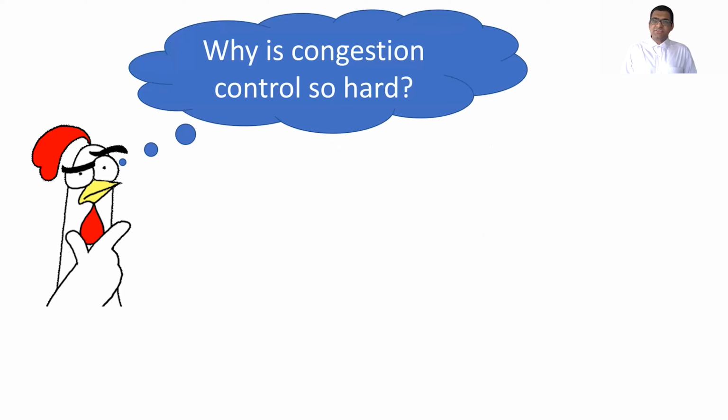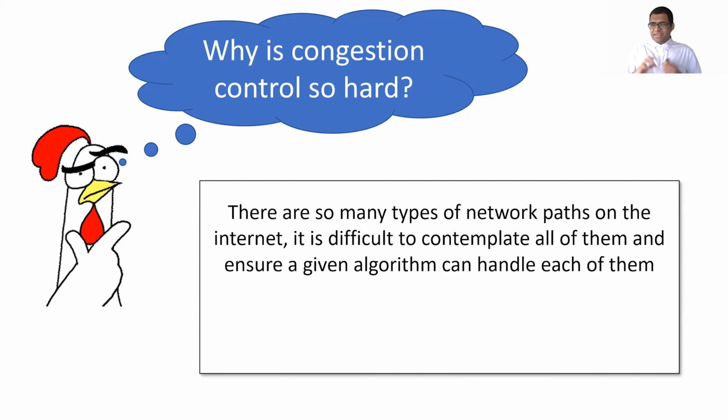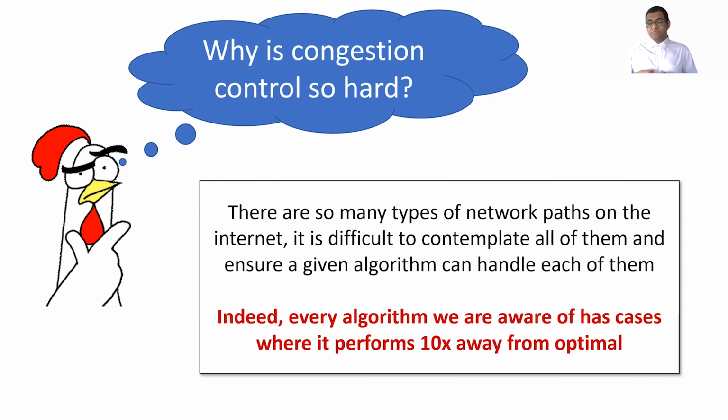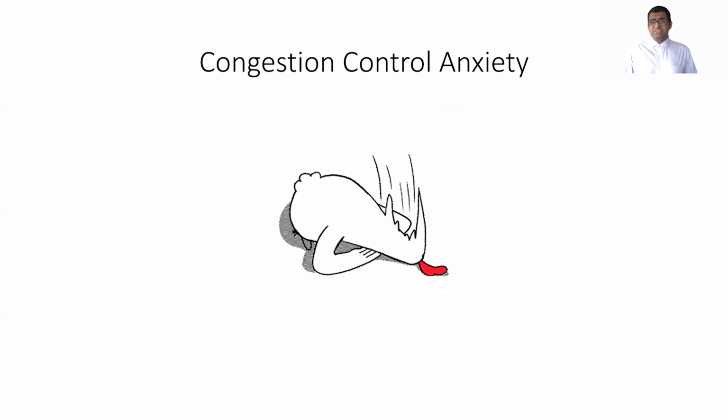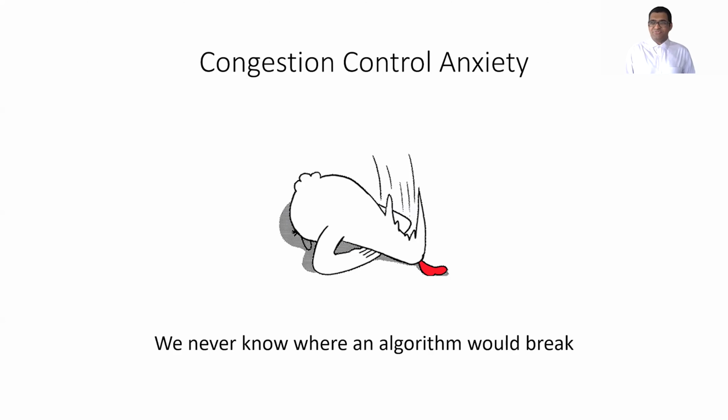So why is congestion control so hard? Well, there are many different types of network paths on the internet, and it is difficult for anybody to keep all of them in their head and ensure that their algorithm can handle all of them. Indeed, for every algorithm that we're aware of, there are network paths where it performs 10x away from optimum. And this is also our experience when Hari and I were developing Copa a few years ago, and I spent sleepless nights thinking of various different ways in which Copa would fail. And this is called the congestion control anxiety, because we never really know whether an algorithm would break.